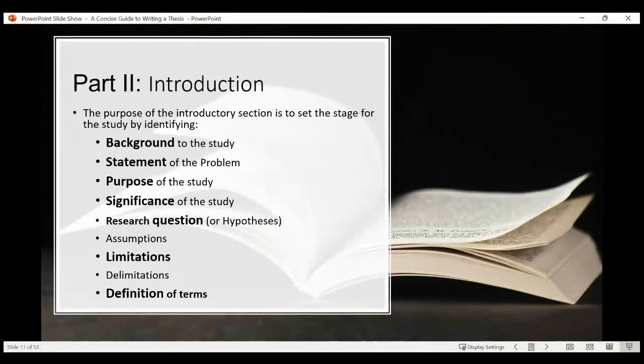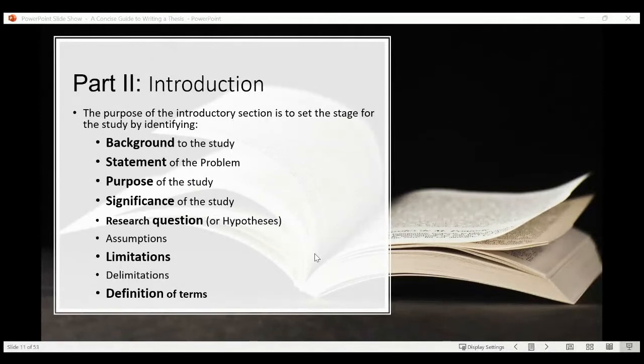Sometimes it depends on your field. For example, medicine or science might have assumptions, limitations, delimitations, definition of terms. So you need to include the ones that I highlighted here: background, statement, purpose, significance, question, limitation, and definitions. They must be added to your dissertation or your thesis. This is a must. So you need to include these elements.